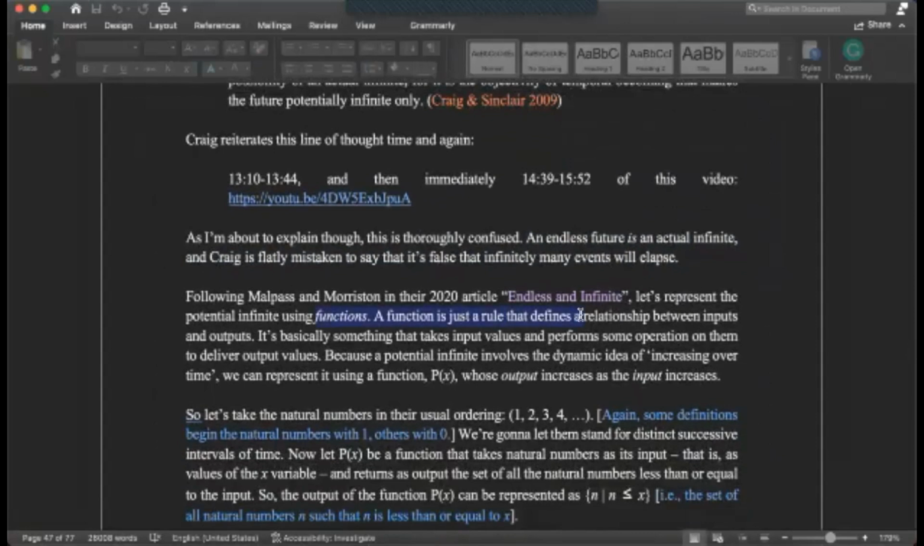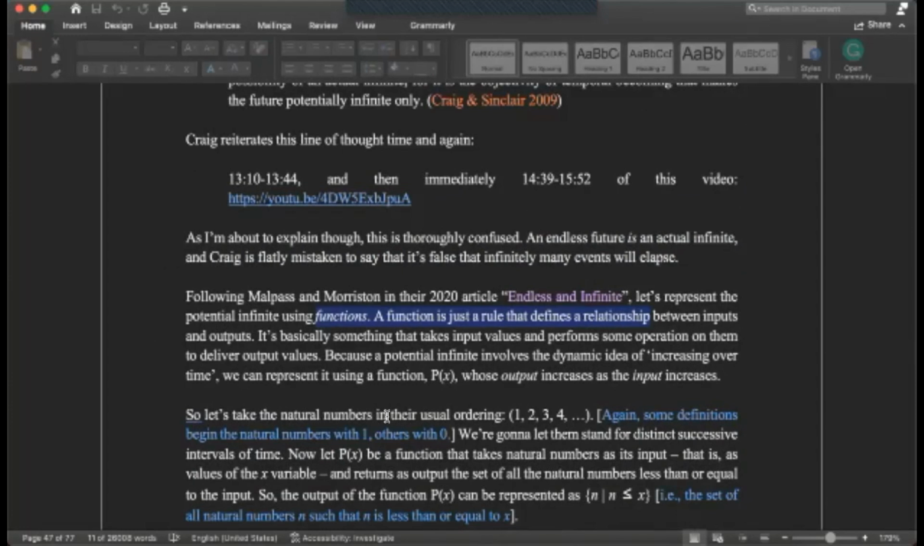A function is just a rule that defines a relationship between inputs and outputs. It's basically something that takes input values and performs some operation on them to deliver output values. Because a potential infinite involves the dynamic idea of increasing over time, we can represent it using a function, p of x, whose output increases as the input increases.